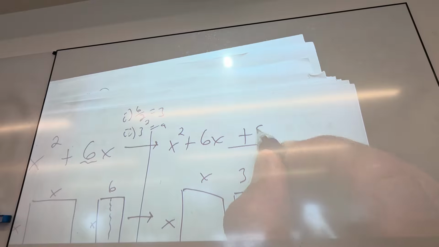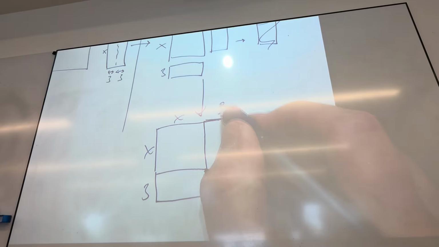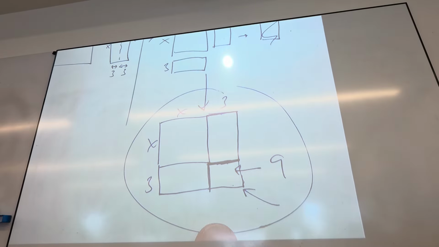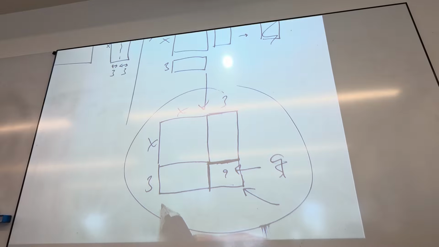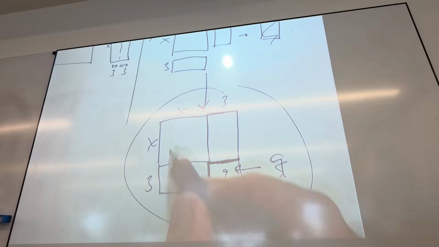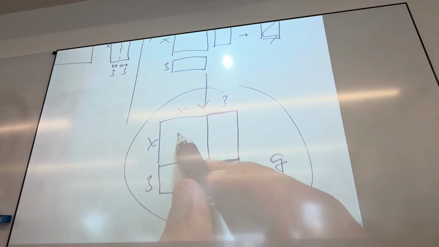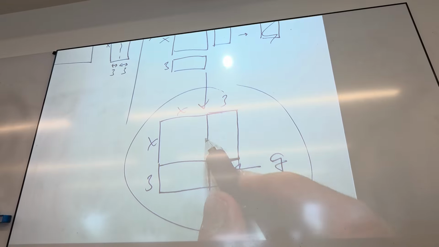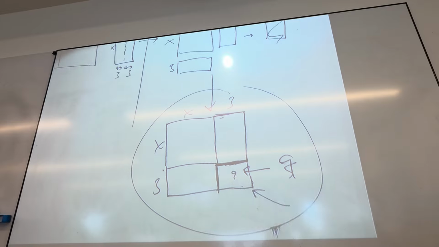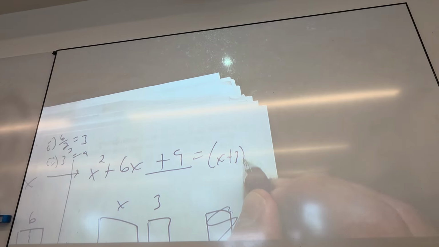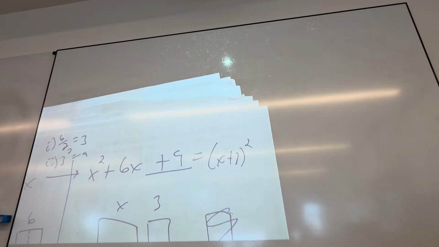If I add 9 here, now what is the area of the square? Don't overthink that 9. This little piece is 9, but how long is this side total? X plus 3. And how long is that side total? X plus 3. So what's the area? X plus 3 times x plus 3 is x plus 3 squared, yes? Okay, maybe. Now listen, just make sure you guys understand.